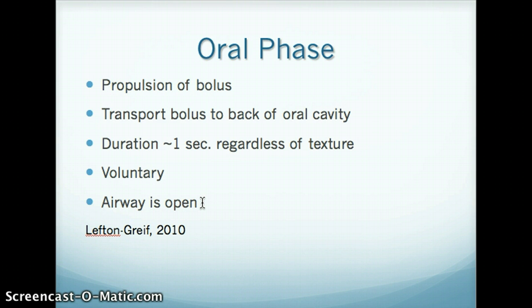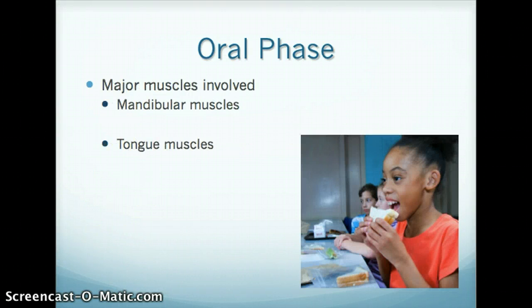So let me just recap. In the oral phase, you stop chewing. You already have formed a small ball of food, and you take that ball of food and push it with your tongue to the back of your mouth. Once it reaches the back of your mouth, it hits your faucial pillars and starts the next phase, the pharyngeal phase of swallowing. The major muscles involved in the oral phase are the mandibular muscles and the tongue muscles.